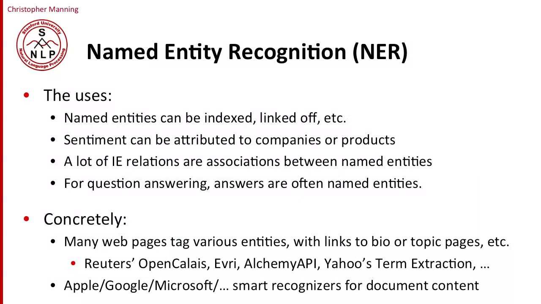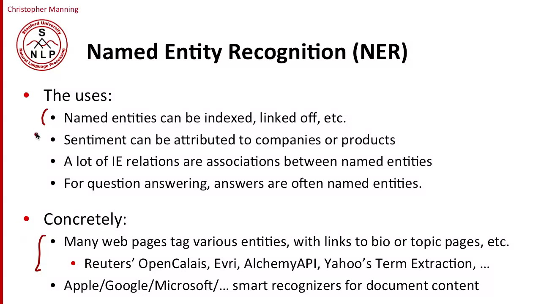Okay, so what is the use of named entity recognition systems? Well, named entities, if you identify them in a text, are something that can be indexed or linked off. So as I note down below, many companies make use of various techniques for tagging entities on web pages, and then they can provide links off of those entities to bio pages or topic pages or other things of that sort. So there are a whole bunch of commercial products that run as web services that allow you to do that kind of thing.